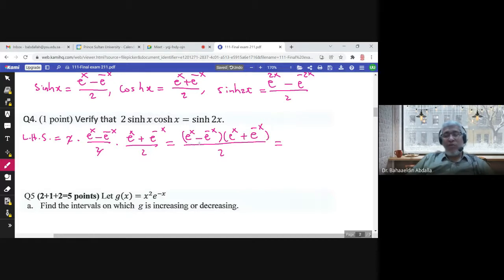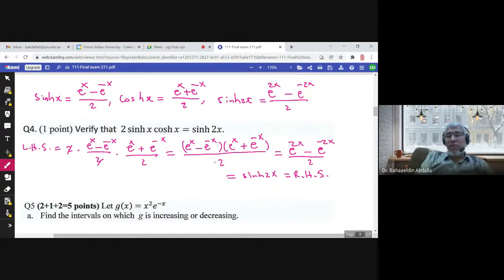So difference of two squares. So you get e to the power x squared, which is e to the power 2x, minus e to the power negative x all squared, or negative 2x, over 2. And this is equal to sinh 2x, and this is the right hand side. So this is the proof.